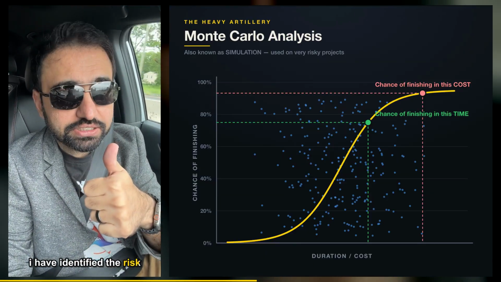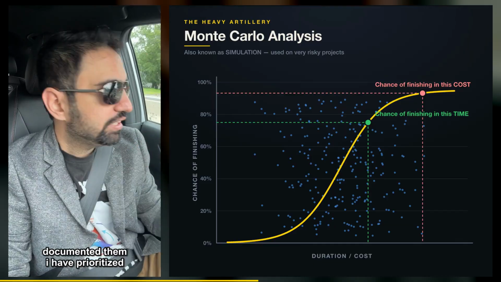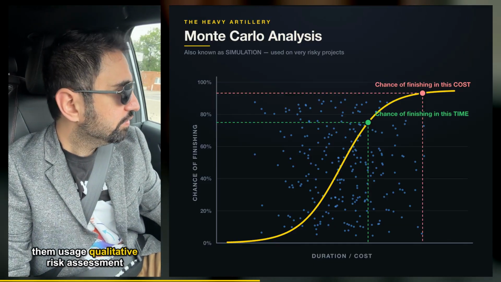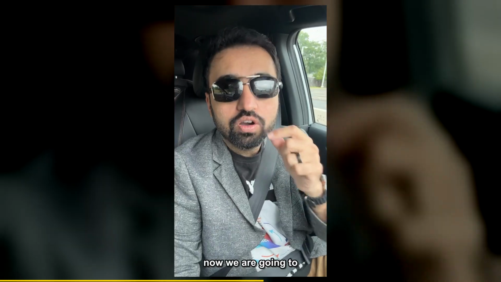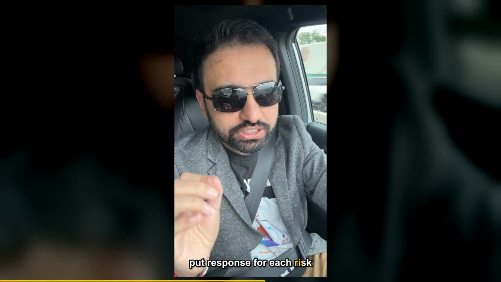I have identified the risks, documented them, and prioritized them using qualitative and quantitative risk assessment. Now we are going to put a response in place for each risk.